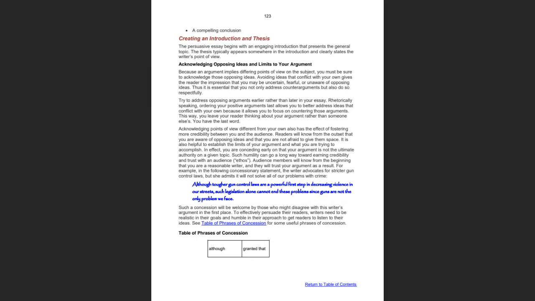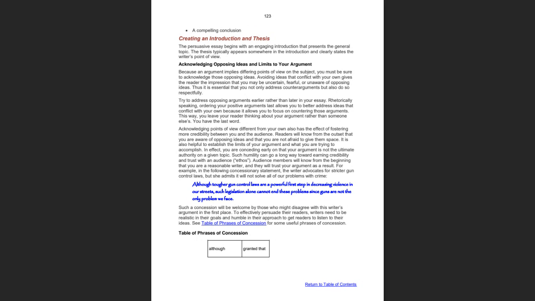Although tougher gun control laws are a powerful first step in decreasing violence in our streets, such legislation alone cannot end these problems, since guns are not the only problem we face. So there she's weighing the counter argument in a way that's giving credence to it, but isn't really submitting to the idea that we don't need any gun control at all, right? Such a concession will be welcomed by those who might disagree with this writer's argument in the first place.